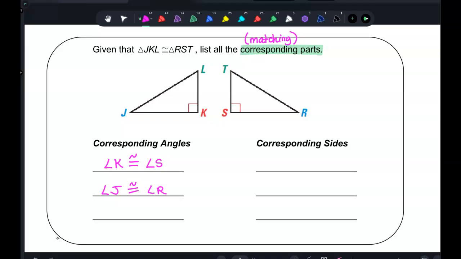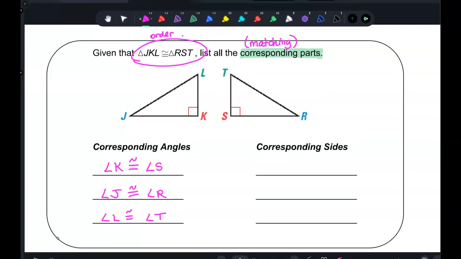Okay? Also, look at the order that the letters are in here. They also have to match. So now what's the last pair of corresponding angles? L matches with T. Cool. Okay. I'm happy about that.